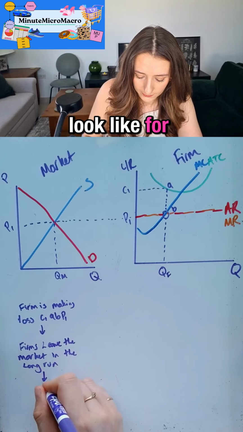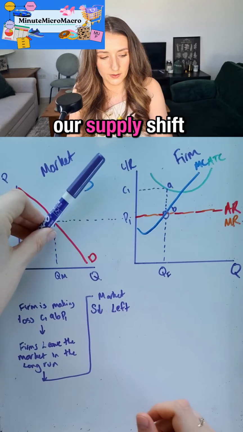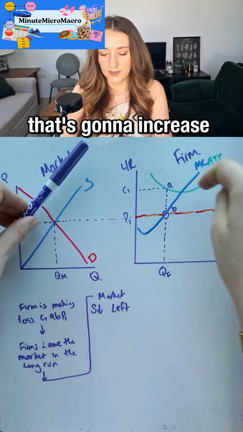Well, what does that look like for my market? That means supply is going to decrease. It's going to shift to the left. So we're going to see our supply shift left. We can see that's going to increase the price.